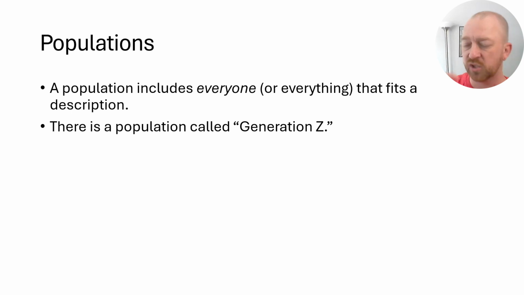When somebody says Generation Z is blah, blah, blah, what they're referring to is everybody who is born between certain years. And they're referring to absolutely everybody who fits that description, right? So that would be a population. Everybody who is born within a certain time frame. I don't know what the exact definition is, but everybody who fits it is called Generation Z.